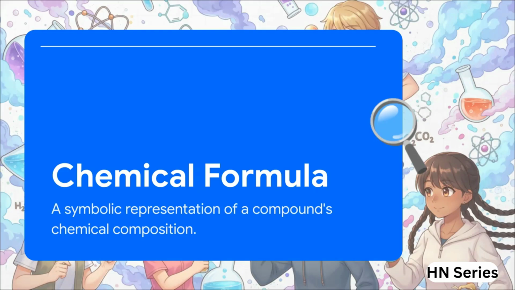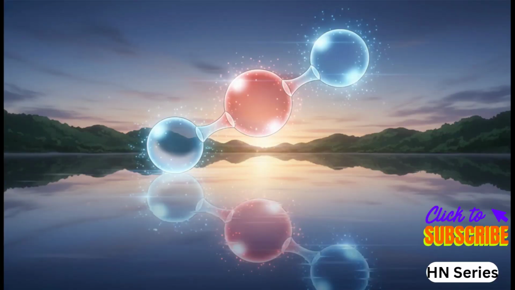So, what even is a chemical formula? Well, the official definition is a symbolic representation of a compound's chemical composition. But let's be real, in plain English, it's just the fastest, most efficient way for a scientist to write down exactly what something is made of. It's an ingredient list and a recipe all rolled into one. And honestly, there is no better place to start than with the most famous chemical formula on the entire planet, H2O. Everybody knows it means water, but do you really know what each part of that formula is telling you? Let's break it down right now.